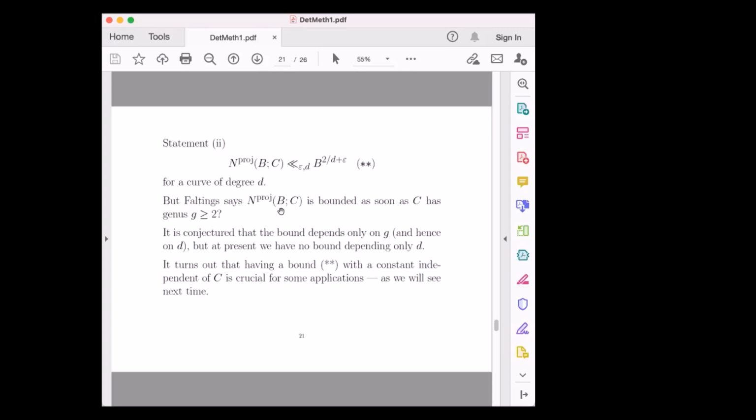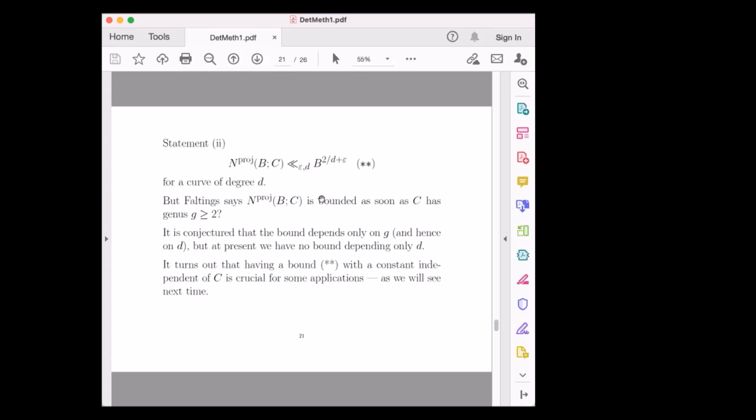So isn't that a stronger theorem than the statement here? Well, of course, in many ways it is. But what is important here is that while in the context of Faltings' theorem, it is conjectured that the bound here only depends on g, the genus, and hence on the degree, although that's conjectured, it's not presently been proved to depend only on the degree. So it's quite possible that the bound in Faltings' theorem depends in some complicated way on which curve it is you're talking about.